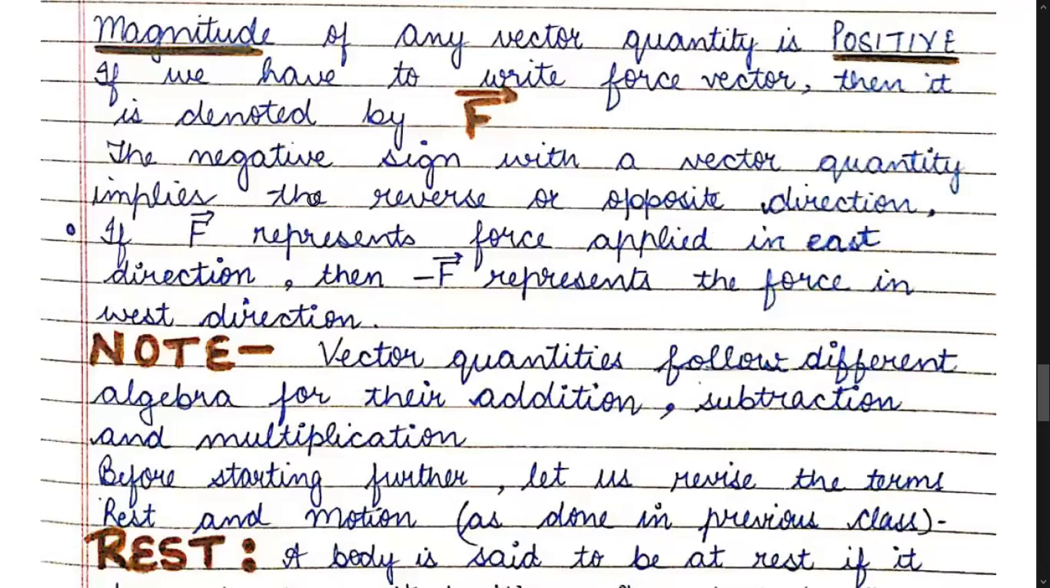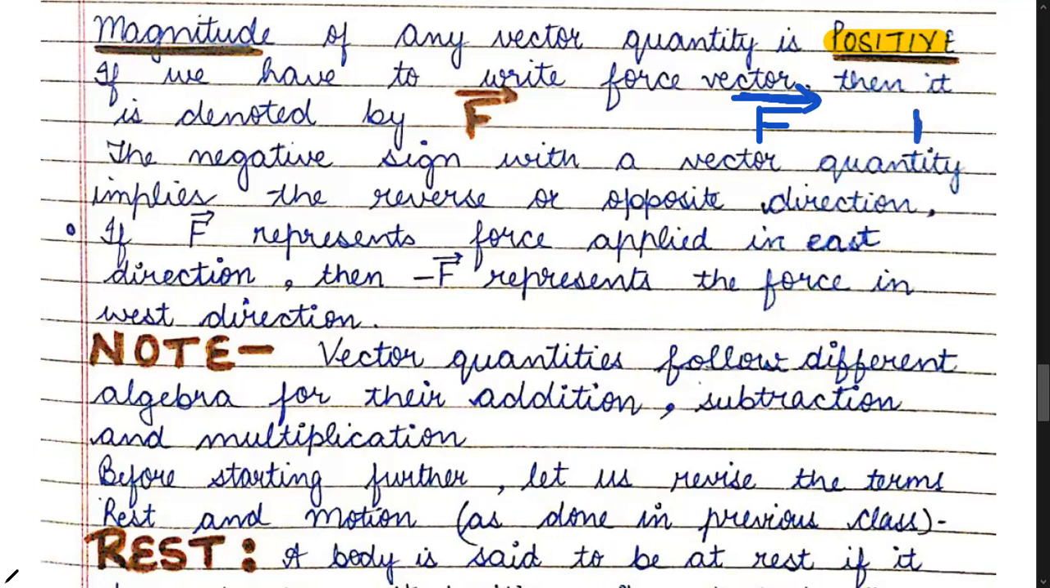Children, the magnitude of any vector quantity is always positive. The numeric value, the magnitude, is always positive. If we have to write a force vector, it is denoted by a symbol of an arrow above the physical quantity. So we will write F vector, which means an F with an arrow, and this arrow has to be shown like this only, which is given in your PDF also.